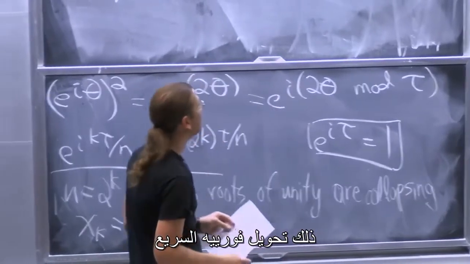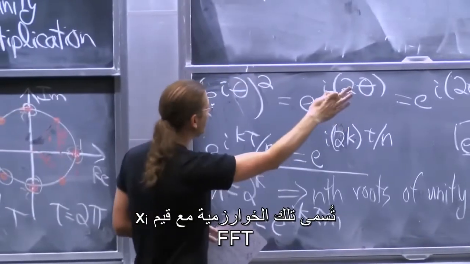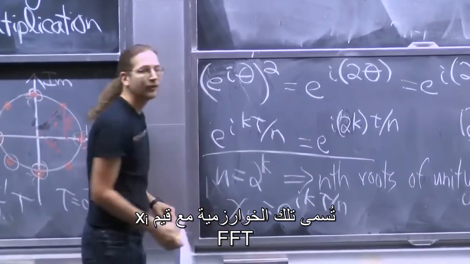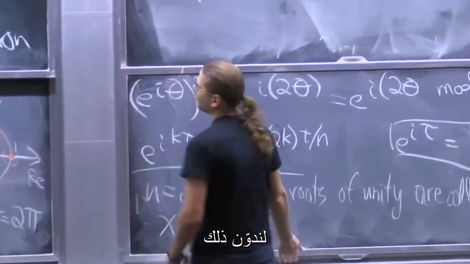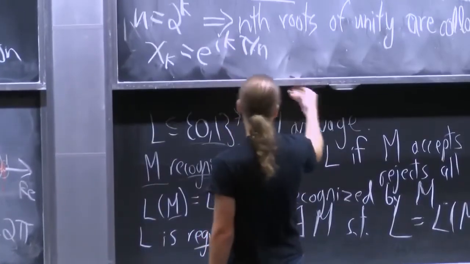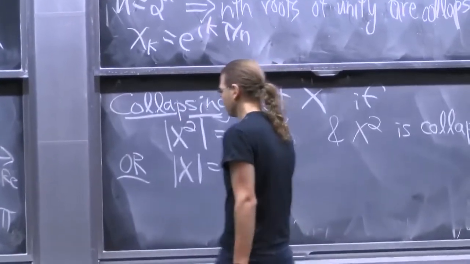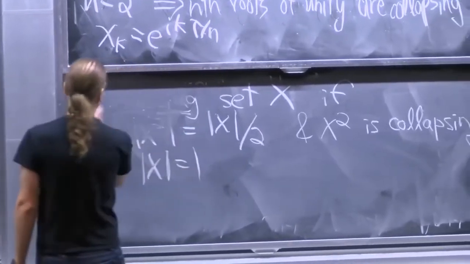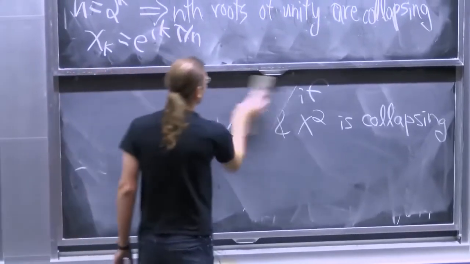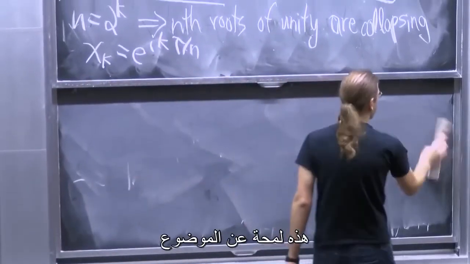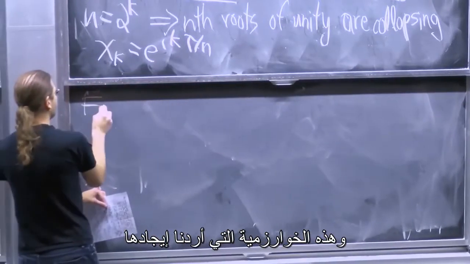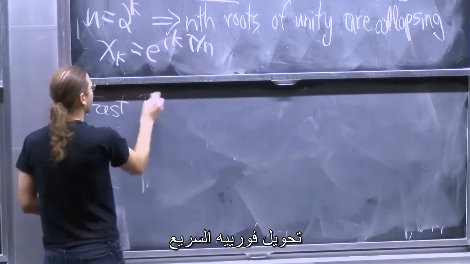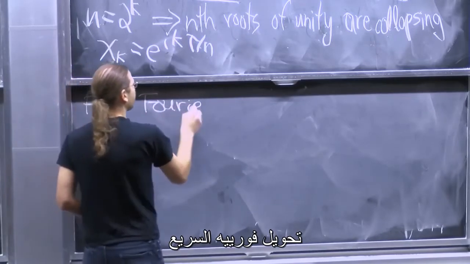That is the fast Fourier transform. That algorithm with these x_i's is FFT. So let me write this somewhere. It kind of snuck up on us. This is the algorithm we were aiming to find: the fast Fourier transform.